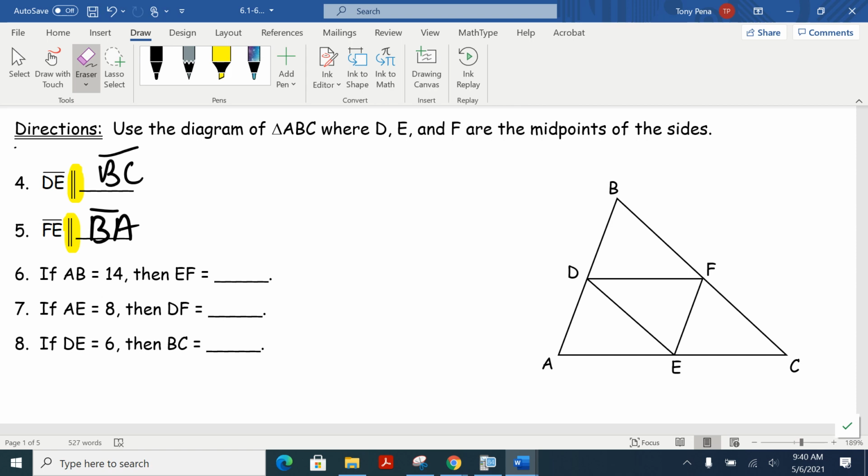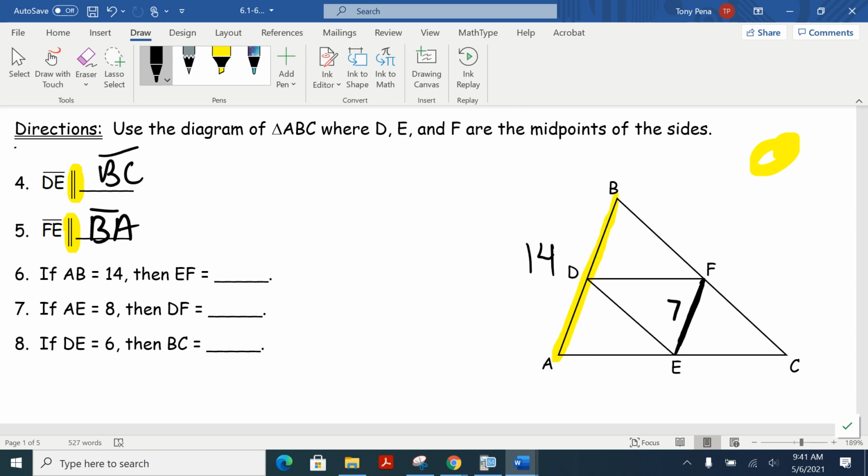Okay, remember this stuff, Ella? Yeah? All right, so AB, I tell you here. So AB is here, and that's 14. And then I want to know EF. Ella? 7. See, you did remember it. Good. That has to be 7.